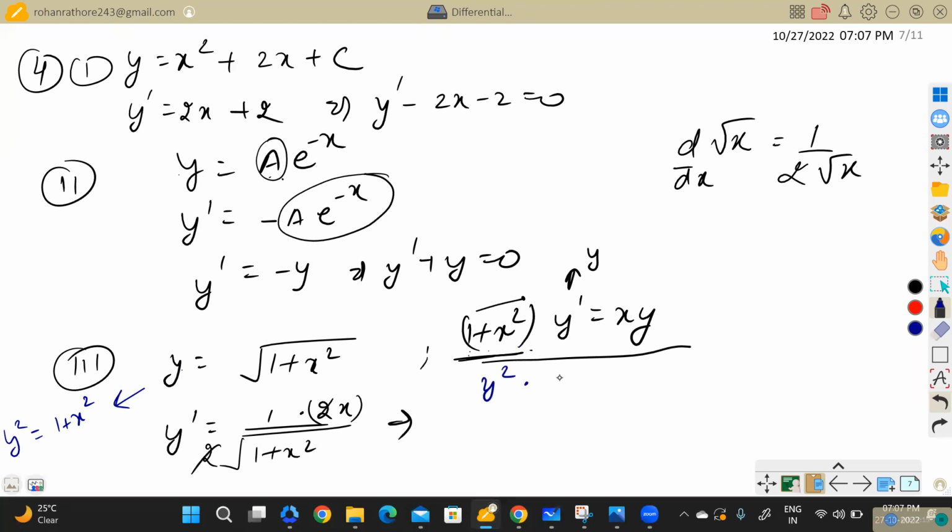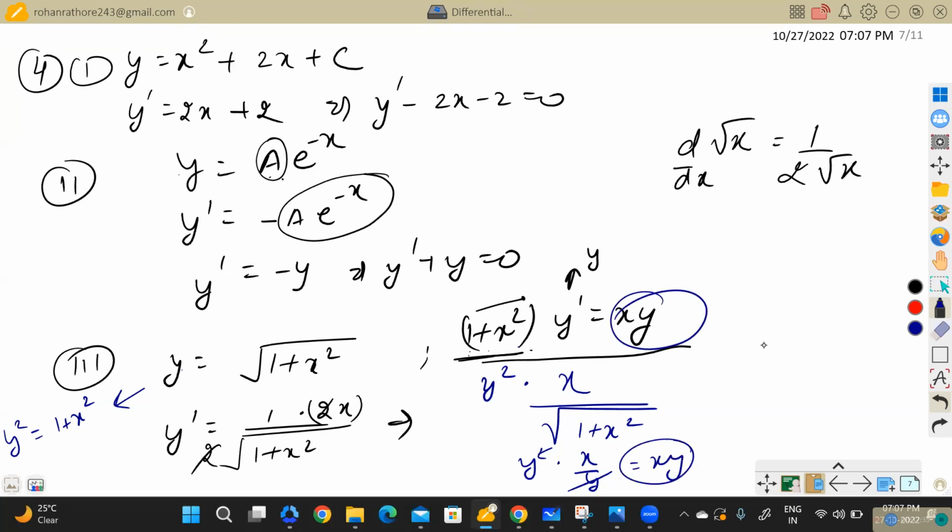So y dash is x over under root 1 plus x square, which is also y. So now we can write y squared into x divided by y, and this y cancels out, which gives xy on the left hand side, and the right hand side is also xy. So we have verified that this is the solution of the differential equation.